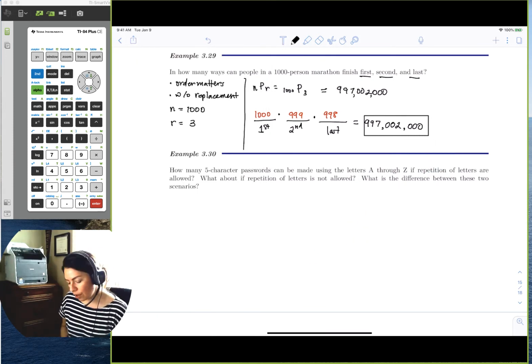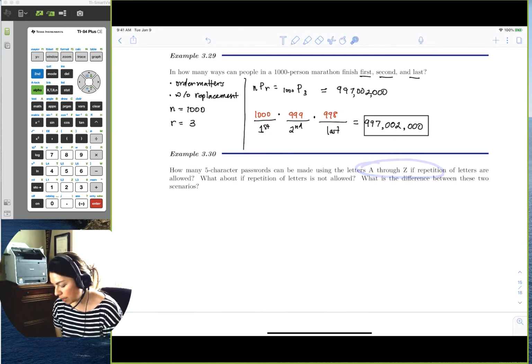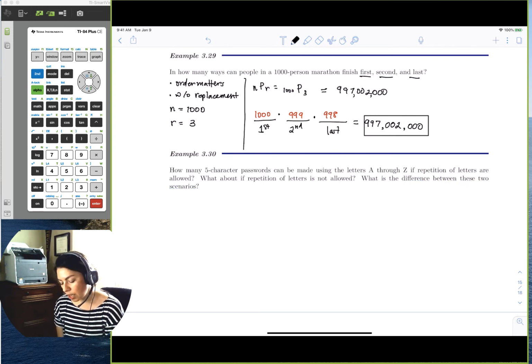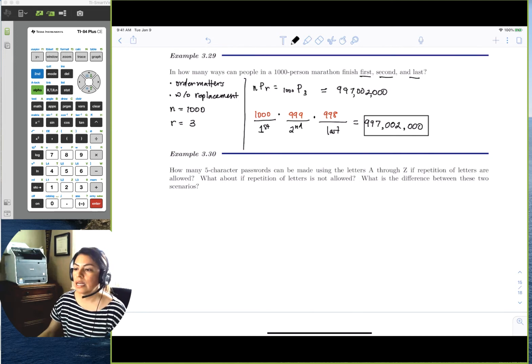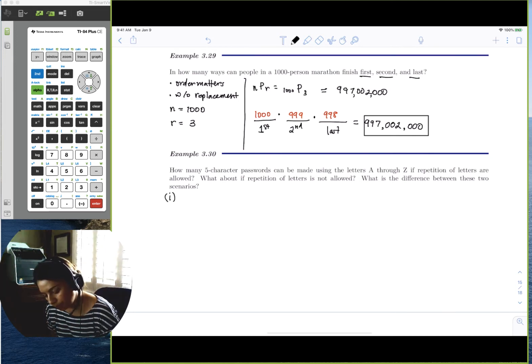Okay, now let's go ahead and try passwords. We love passwords. They're made of permutations. How many 5-character passwords can be used using the letters A through Z if repetition of letters is allowed? And what about if repetition of letters is not allowed? What is the difference between these 2 scenarios? Okay, so there's 2 scenarios happening here. So let's go ahead and split them up. So the first one is when repeating is allowed.